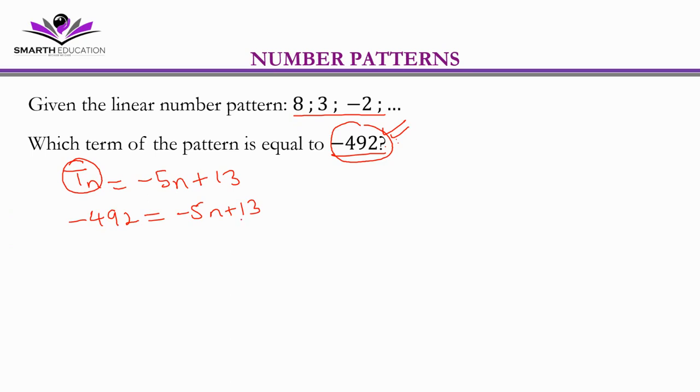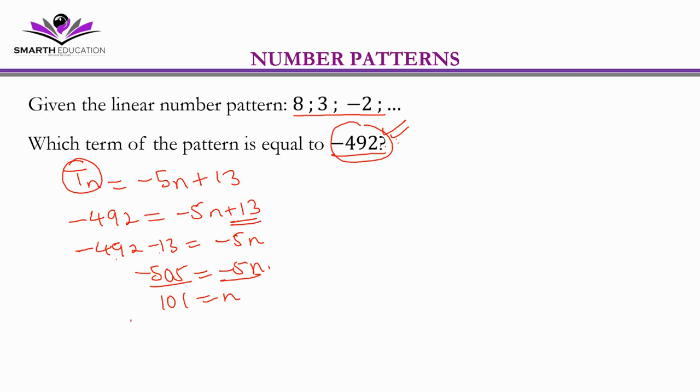Okay, then we can subtract 13 from both sides of the equation. So it becomes negative 492 minus 13 is equal to negative 5n. Then negative 492 minus 13, that is negative 505, is equal to negative 5n. Then divide by negative 5 on both sides of the equation. 101 is equal to n.